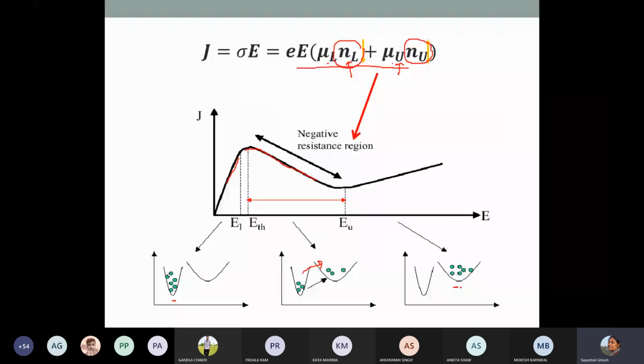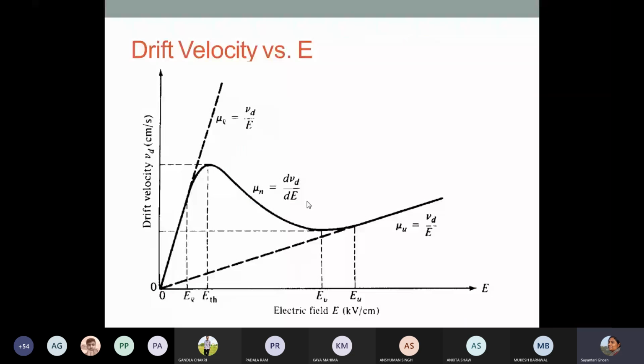Okay, so the current will only increase now with a different rate. The slope of these curves are definitely going to be different because the mobilities are different. Okay, so to explain more clearly, this is the velocity versus electric field graph. And here also you can expect that because mu, the mobility, is velocity by electric field, you can plot the velocity as well in terms of the mobility.